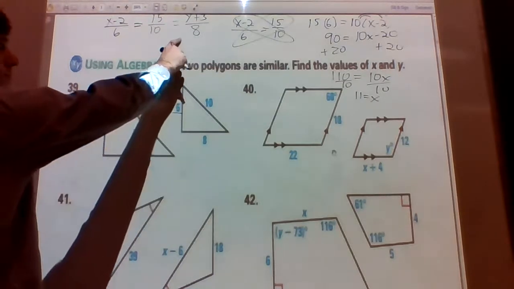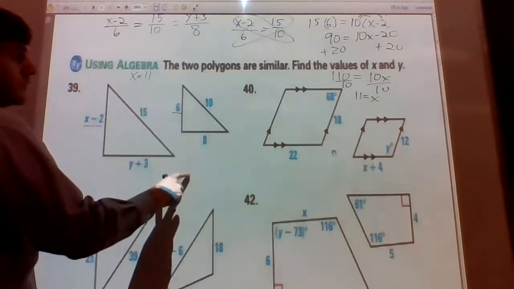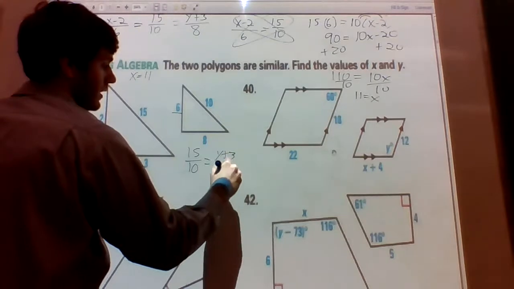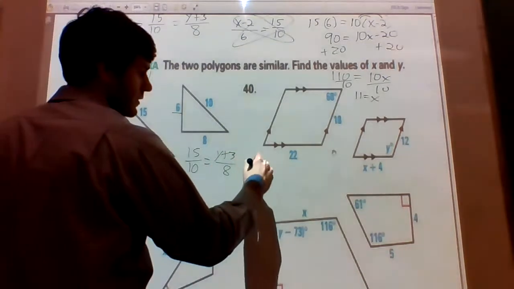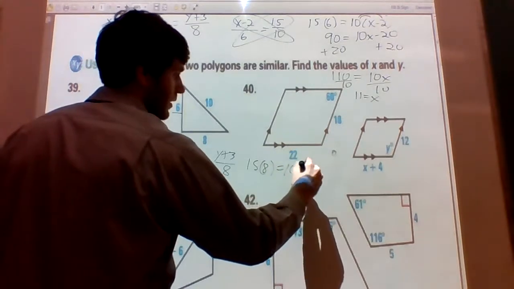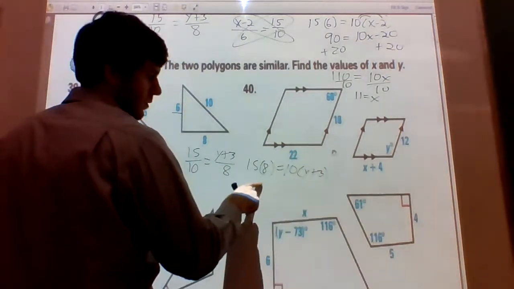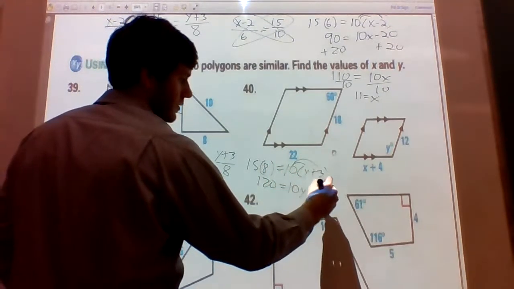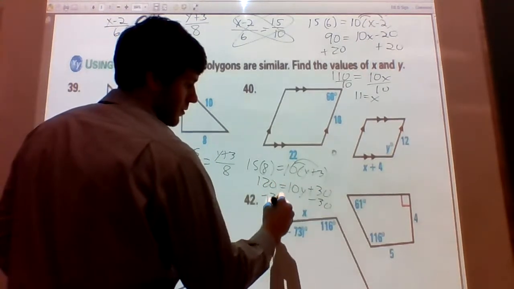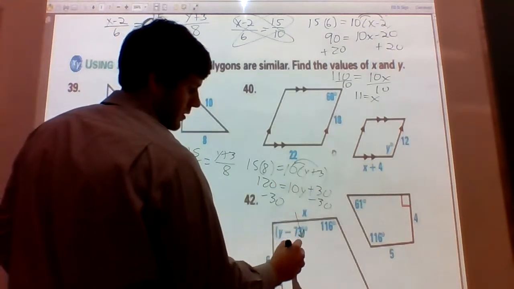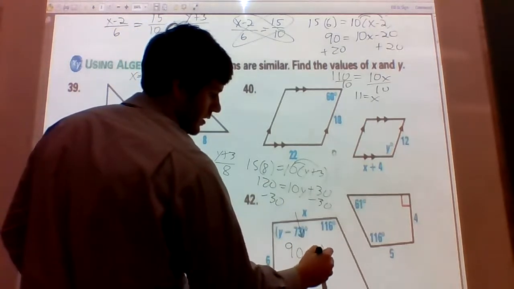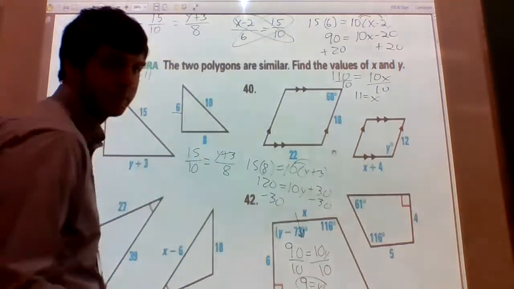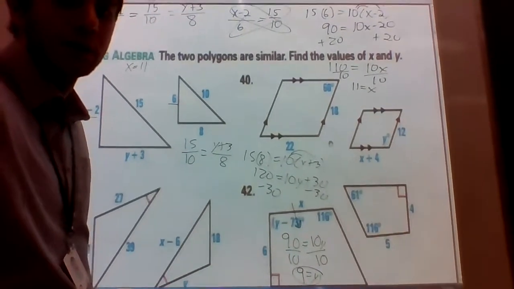Then we want to find y, so we can set up a second proportion here. 15 over 10 equals y plus 3 over 8. Cross multiply, 15 times 8 is going to equal 10 times y plus 3. Distribute, 15 times 8 is 120. Distribute the 10. That's going to give us 10y plus 30. Subtract 30. We're going to be left with 90 equals 10y. Divide by 10. And we get 9 equals y. Okay, so we're left with y equals 9.